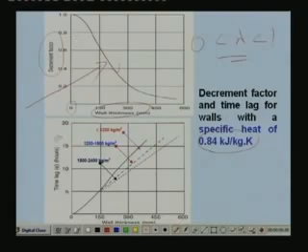Next, this graph shows the variation of time lag with wall thickness, for different types of walls having different densities. You can see that as the wall thickness increases, the time lag increases. For example, for a 450 mm thick wall, the time lag could be 15 hours. Similarly, for a 150 mm wall, the time lag is 5 hours, like that.